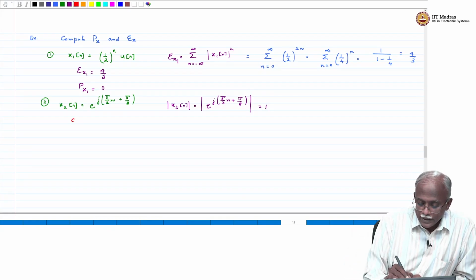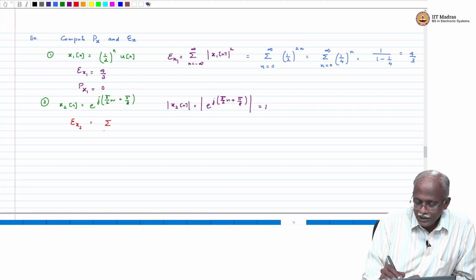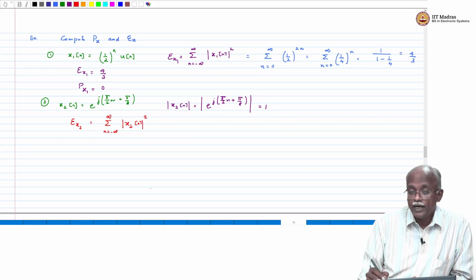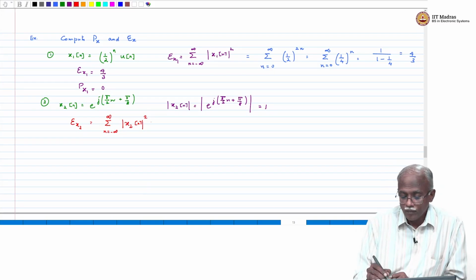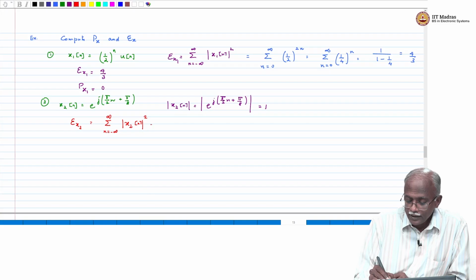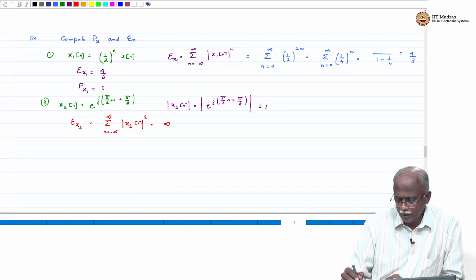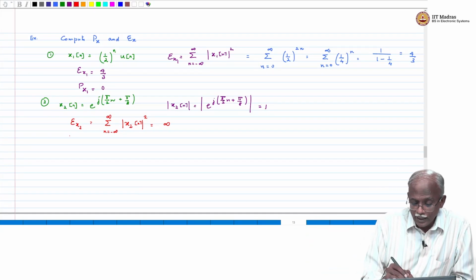So, the energy of x2 will be the summation from n equal to minus infinity to infinity of mod x2 of n magnitude squared, okay, and this is going to be equal to infinity, because I am adding an infinite number of terms which are all equal to 1.